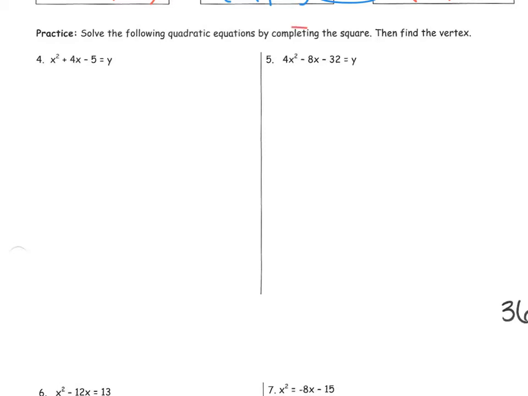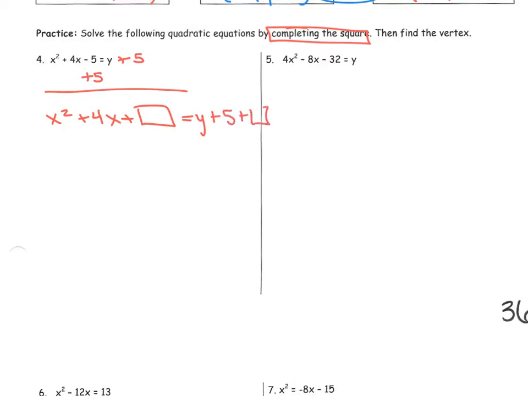So when you guys complete the square, you always said, oh, okay, I got to add the constant to the other side. So I'm going off of the way you've always been taught. Add the constant to the other side. X squared plus 4x plus blank equals y plus 5 plus blank, right? You'd always add those blank spaces on either side. Okay, so a little bit of review for complete the square.